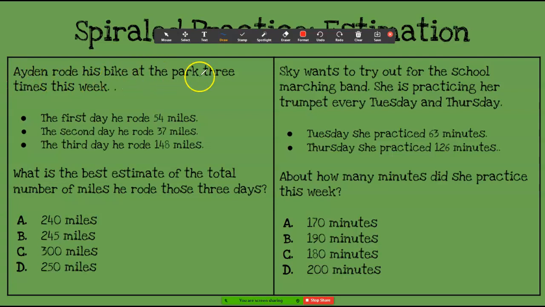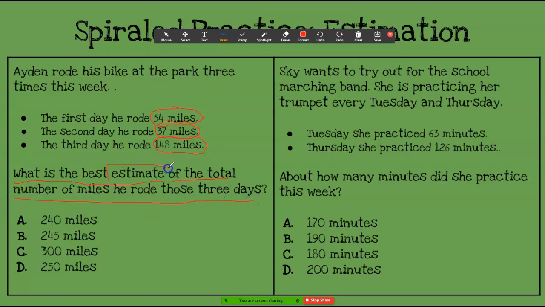So Aiden rode his bike at the park 3 times this week. The first day, he rode 54 miles. The second day, he rode 37 miles. The third day, he rode 148 miles. What is the best estimate of the total number of miles he rode these 3 days?